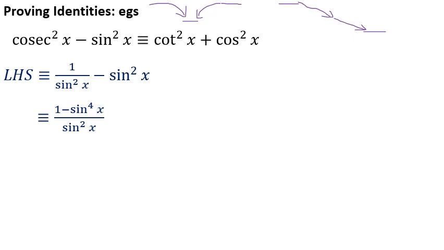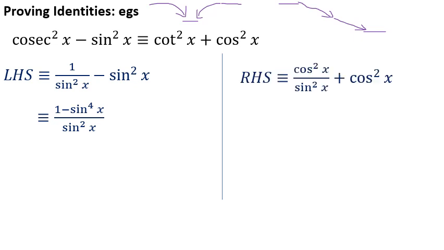To give myself a common denominator, I've had to change sine squared x into sine to the 4x over sine squared x. So now I have 1 minus sine to the 4x over sine squared x. I don't know about you, but I can't immediately see that as looking like cot squared x plus cos squared x. So I draw a line down the middle of my page, and I start out on the right hand side.